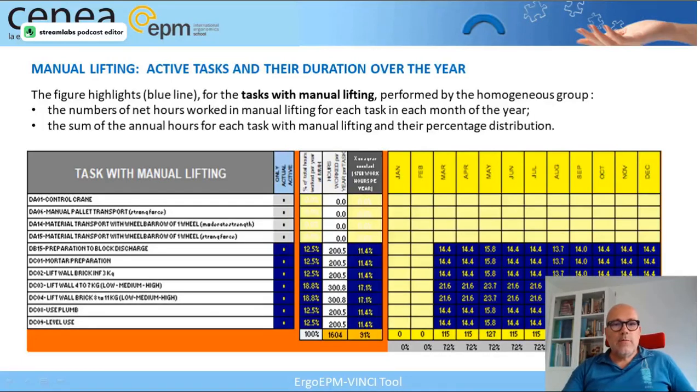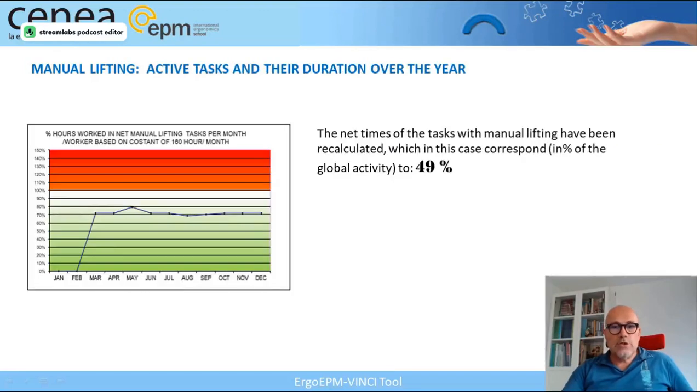What happens for manual lifting of loads? We already had identified in the library which of the tasks they perform involve manual lifting of loads, and therefore it has been recalculated. What is the exposure time to this risk? And it turns out that, since not all the tasks they perform require manual lifting of loads, the net time of exposure to this hazard is 49% of the time.